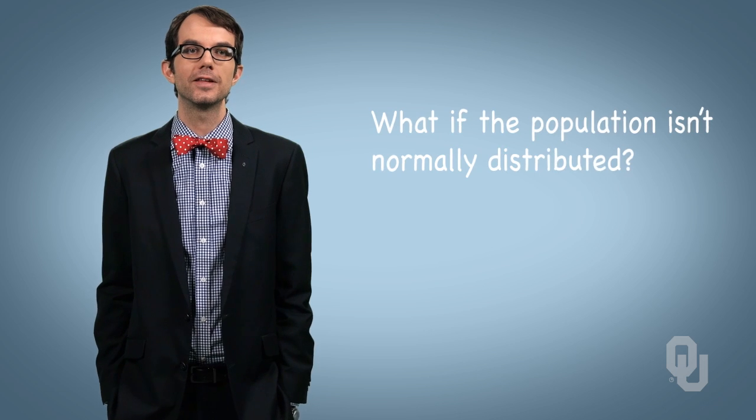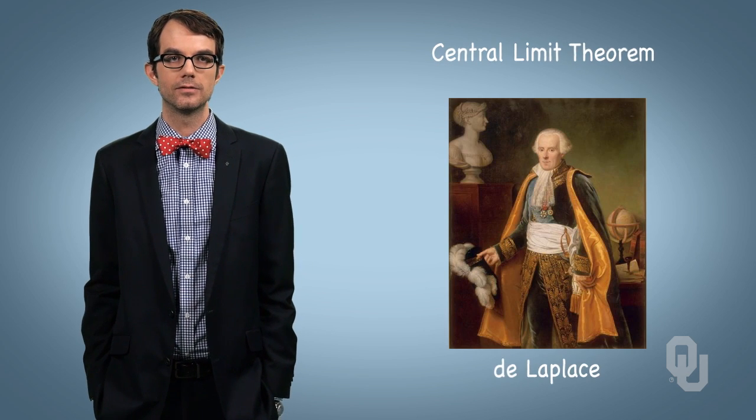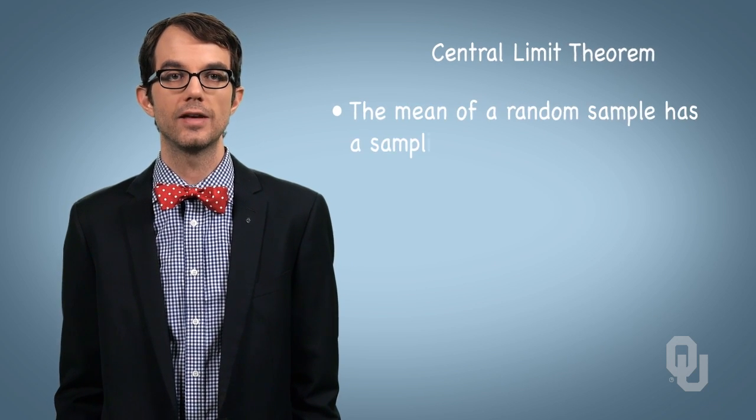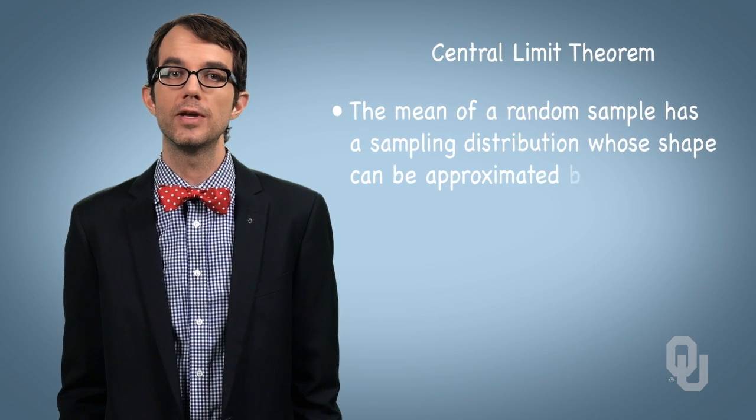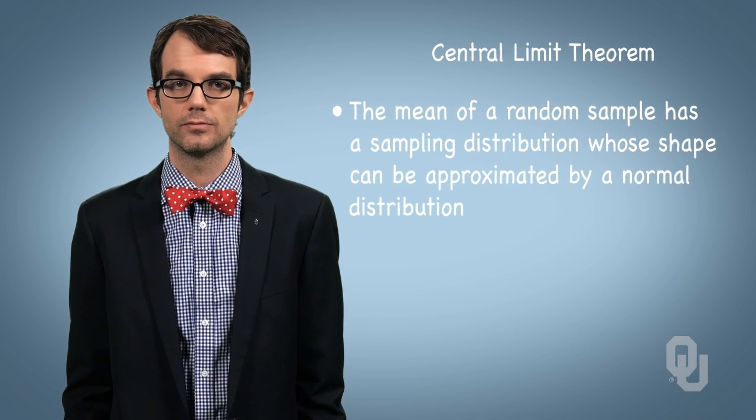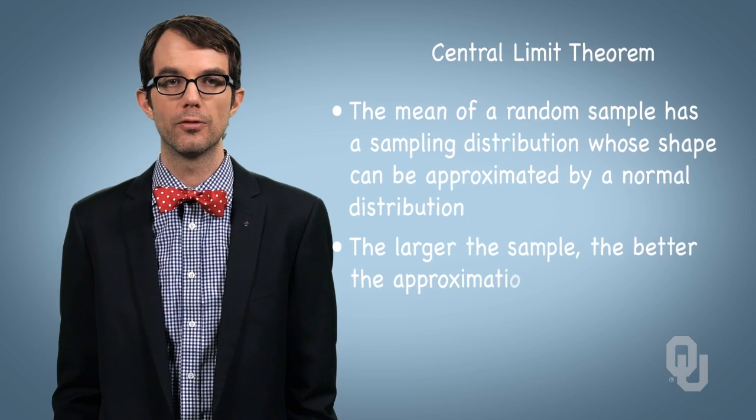We have a little thing called the central limit theorem, suggested in 1733 by de Moivre and proved by Laplace in 1810. The word central here refers to fundamental, not center or average, a common misnomer. The central limit theorem is indeed the fundamental theorem of inferential statistics. The central limit theorem, as we define it today, goes something like this. The mean of a random sample has a sampling distribution whose shape can be approximated by a normal distribution, and the larger the sample, the better the approximation.